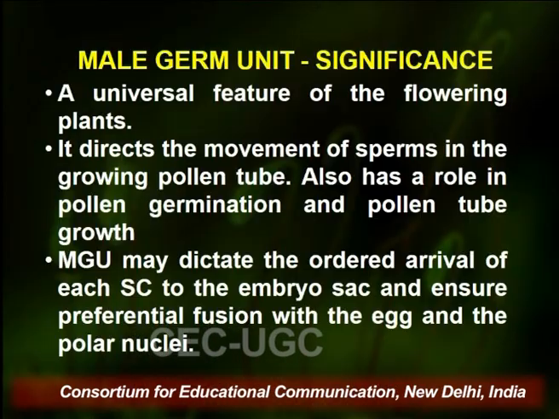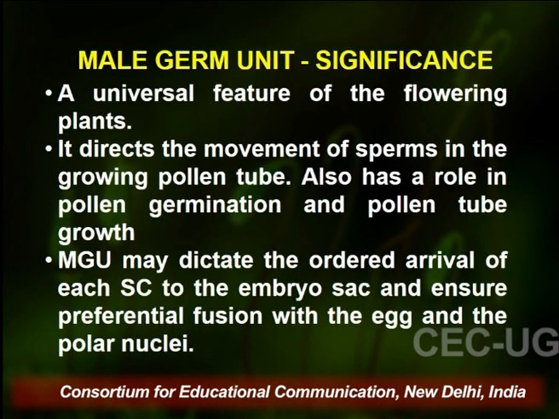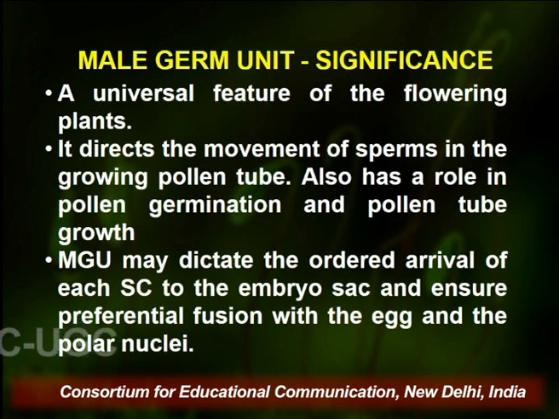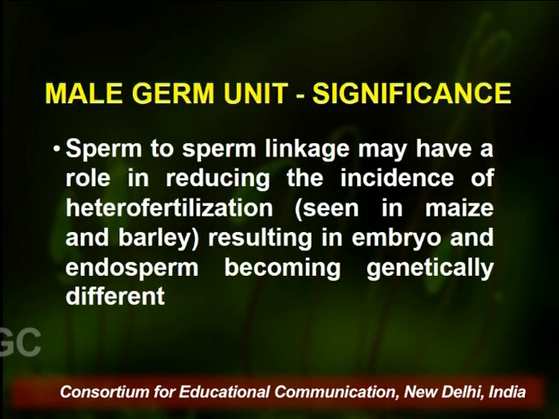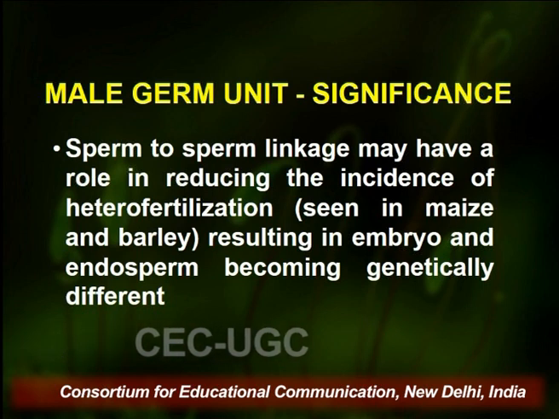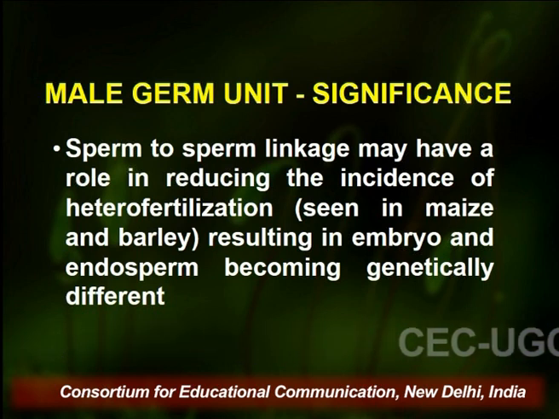Now what is the significance of this male germ unit? As I said, it is a universal feature of flowering plants. It directs the movement of sperms in the growing pollen tube. It also has to some extent a role in the germination of pollen and in the growth of the pollen tube. Male germ unit may dictate the ordered arrival of each sperm cell to the embryo sac, so it ensures preferential fusion with the egg and the polar nuclei. So this sperm to sperm linkage may have a role in reducing the incidence of heterofertilization.